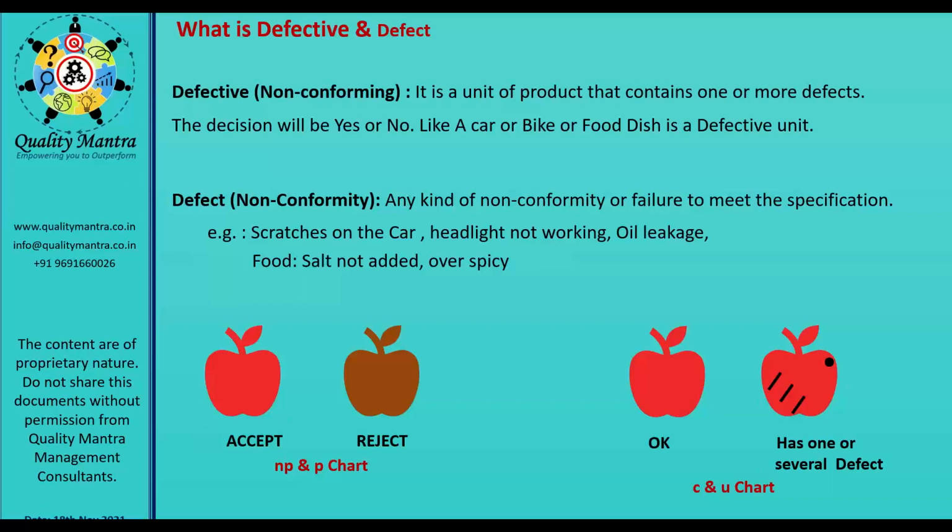Like if there is a scratch, you are going to rework and send, you are going to paint it and send, so don't count it as a defective. But for such cases, you are going to count the defect rate. How many defects you found, that is non-conformity. Any kind of non-conformity, any failure to meet the specification, is a non-conformity.